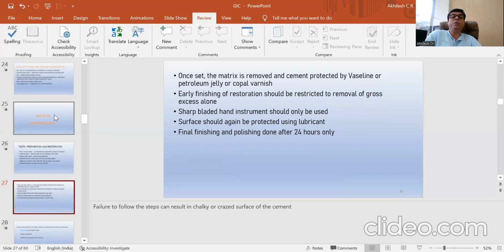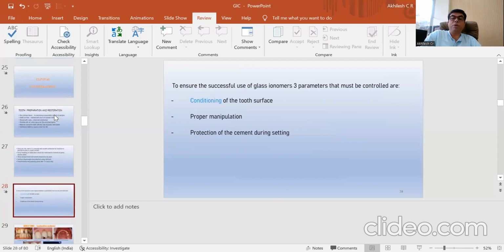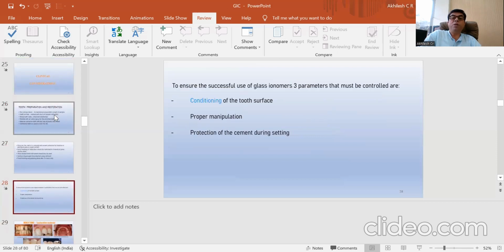Now, the next point is early finishing of restoration should be restricted to removal of gross excess alone. Sharp blade hand instrument should only be used. Surface should again be protected using a lubricant. Final finishing and polishing done after 24 hours only. To ensure the successful use of GIC, there are 3 parameters that must be controlled. One is conditioning of the tooth surface. Number 2, proper manipulation. And the third one is protection of cement during setting.